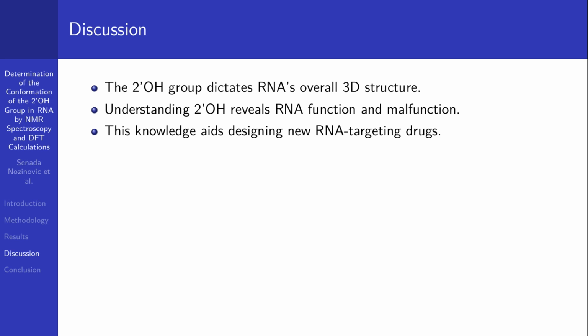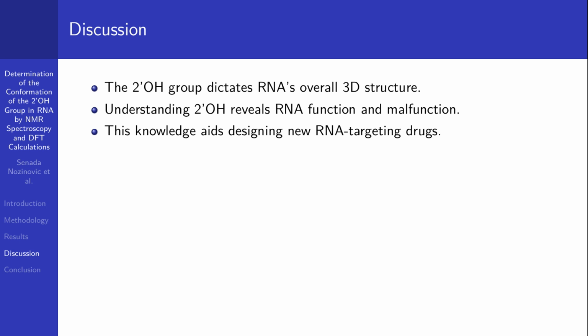So, why is this important for the world today? Understanding the precise shape and orientation of the 2OH group isn't just an academic exercise. It's absolutely critical because this tiny detail dictates RNA's overall 3D structure, how it folds, and how it interacts with other molecules in our bodies, such as proteins or potential drug compounds.